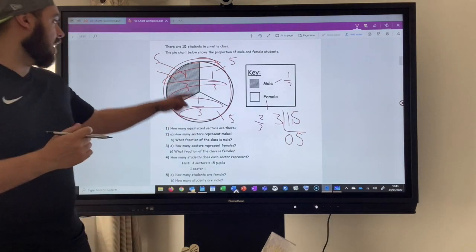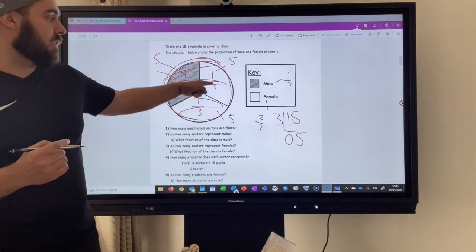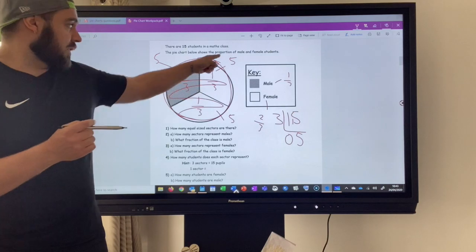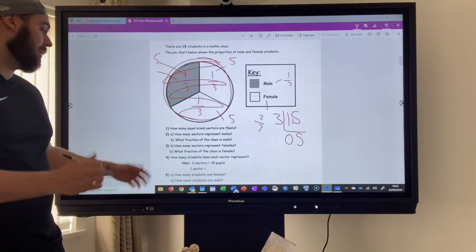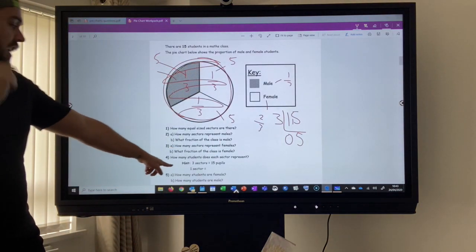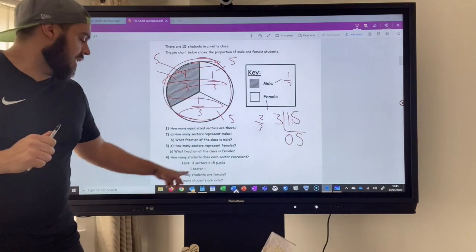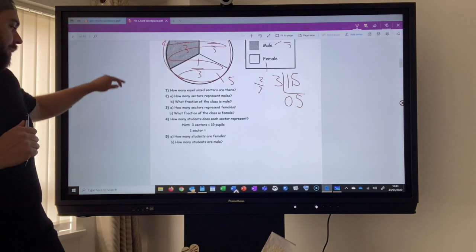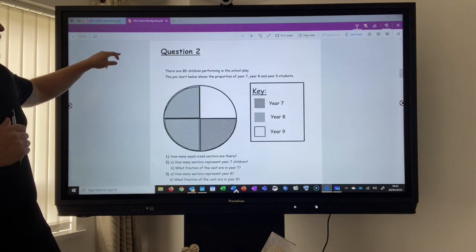Okay? Now that means that there are 5 males, and there are 5 females because there's two of these. It's five and five, so there's 10. That's probably one of the questions it's going to ask us. How many students are females? 10. How many are male? 5. Okay. Question 2. Let's look at it again.